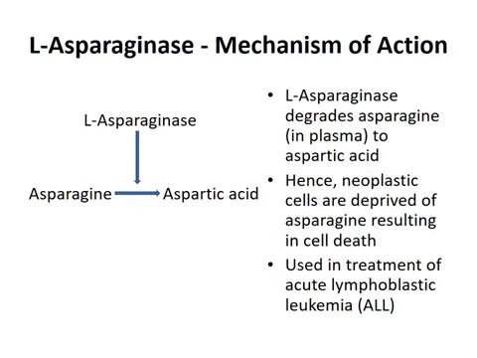The mechanism of action of L-asparaginase: asparagine is converted to aspartic acid with the help of enzyme L-asparaginase. L-asparaginase degrades asparagine in plasma to form aspartic acid. Hence, neoplastic cells are deprived of asparagine, resulting in cell death. It is used in the treatment of acute lymphoblastic leukemia.